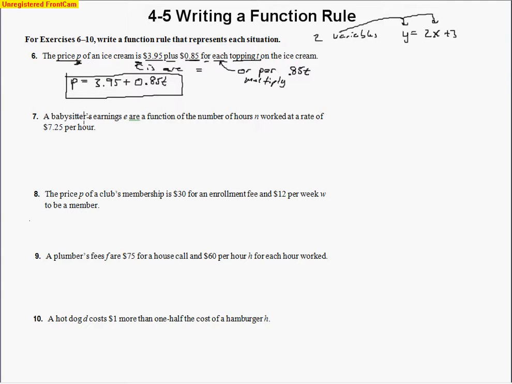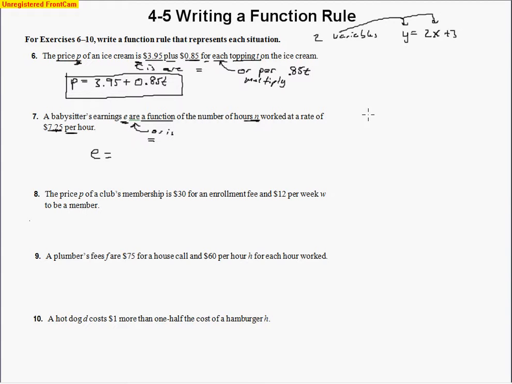Here it says the babysitter's earnings E, and then it says are. Are or is tells us that we've got that equal sign, so we're going to start with E equals, and then it says are a function of. Whenever we see a function of, that also tells us that we have the equal sign. So E equals a function of the number of hours N worked at a rate of $7.25. See, we have that per hour, and N is the number of hours.